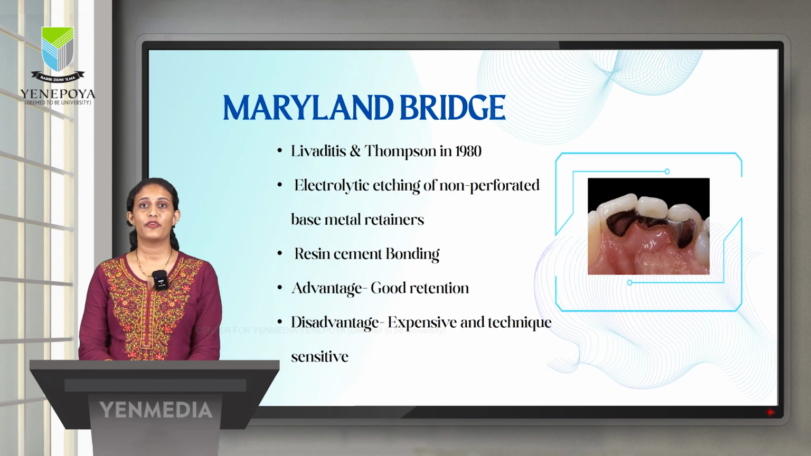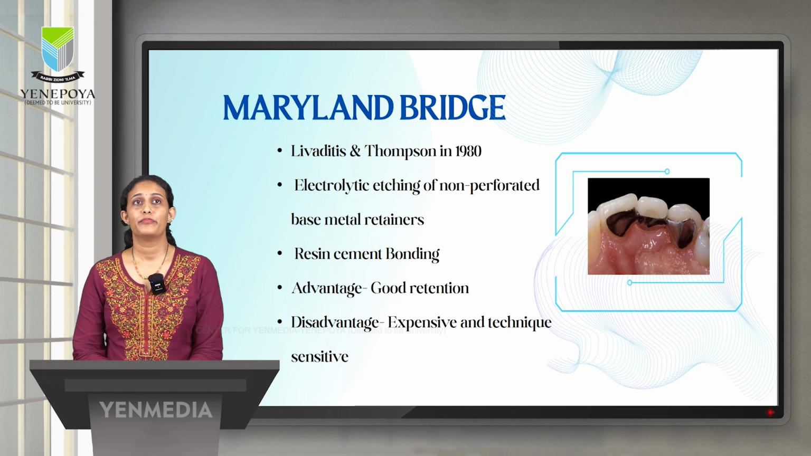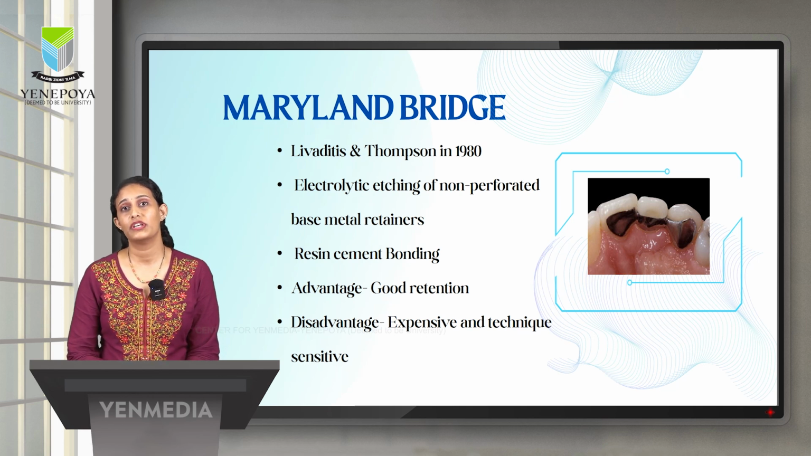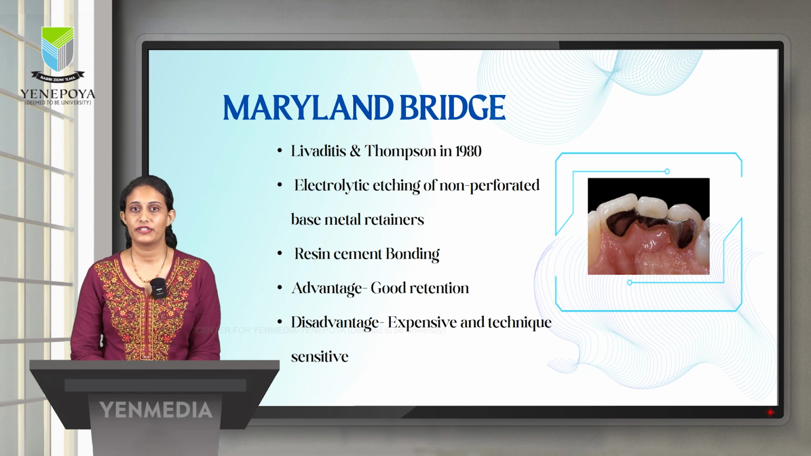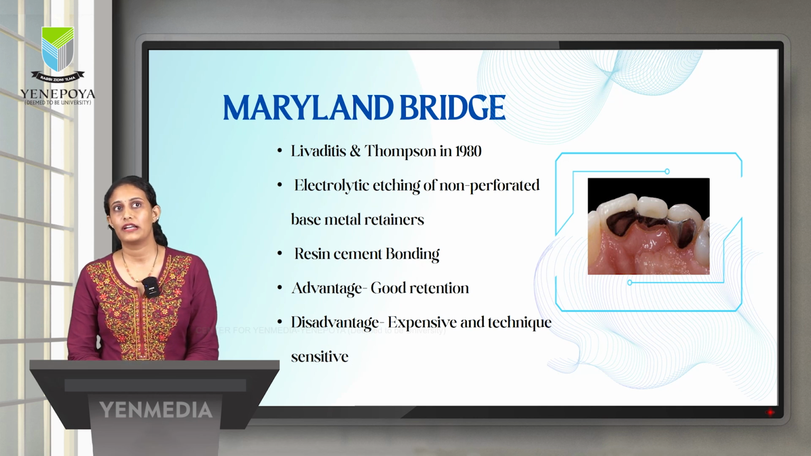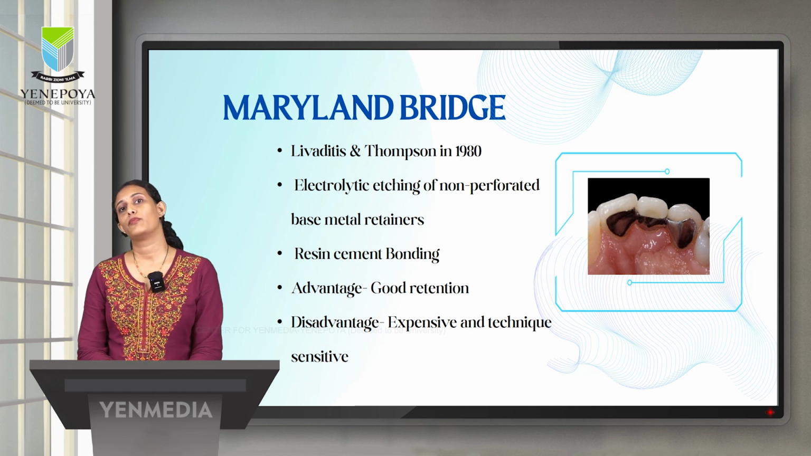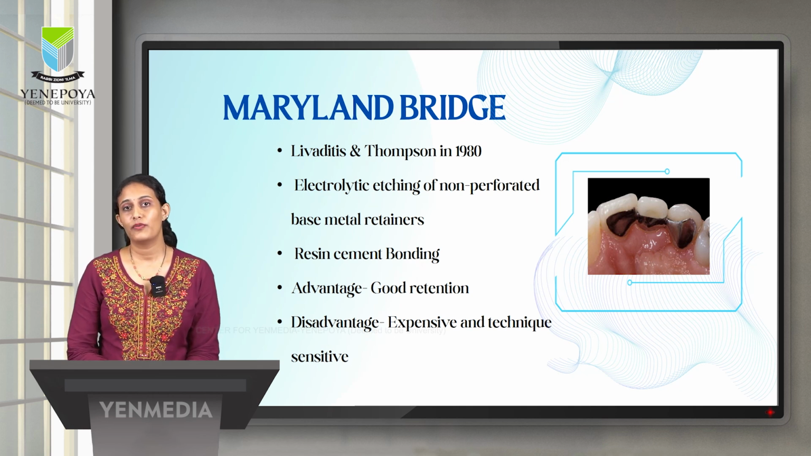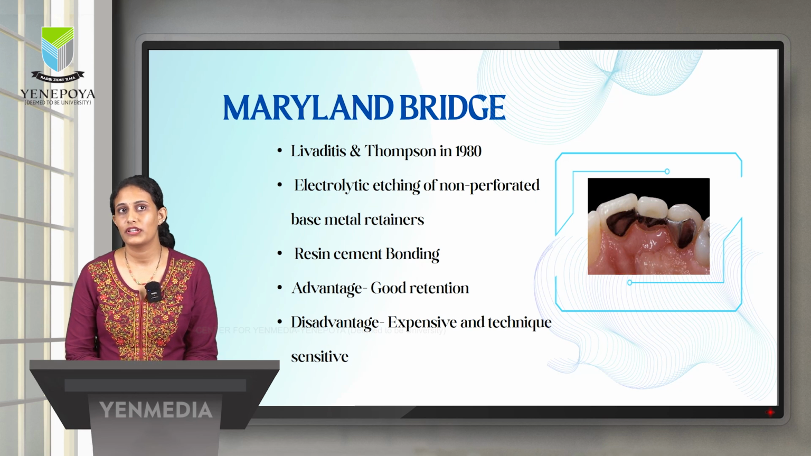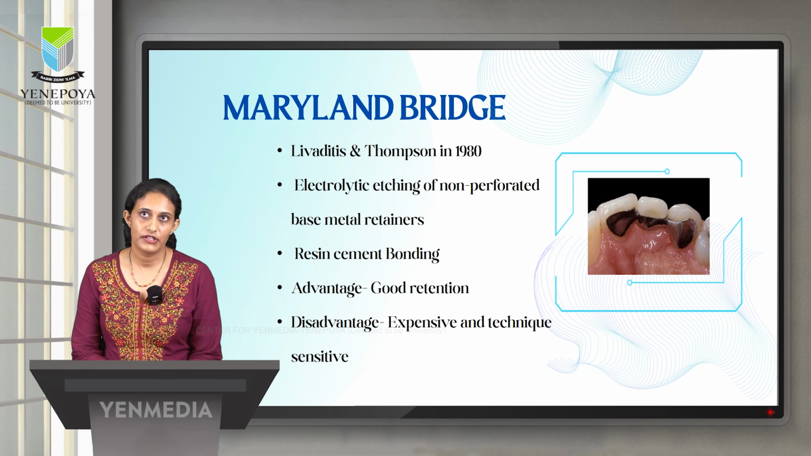Moving on to the next type of resin bonded bridge, that is the Maryland bridge, which is the most commonly used resin bonded FPD. It was introduced by Livaditis and Thompson in 1980. It has a non-perforated metal retainer. We have to use resin cement for bonding this structure. The advantage is that it has good retention, and the disadvantage is that it is expensive and technique sensitive.